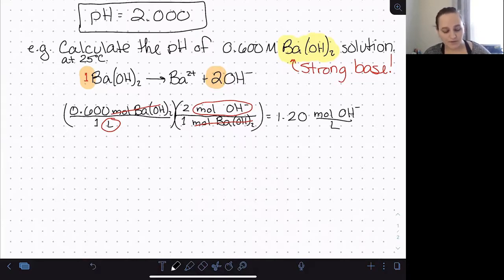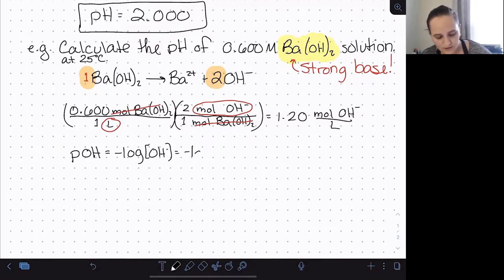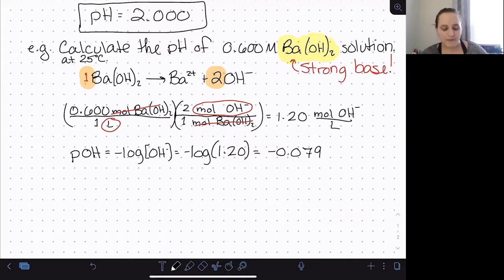The way that I would probably do it is to find the pOH first, which is the negative log of the hydroxide ion concentration, which is what we just calculated, which is negative 0.079.